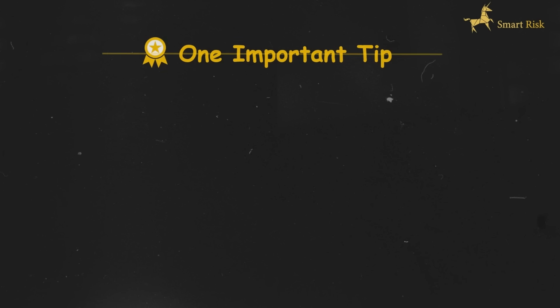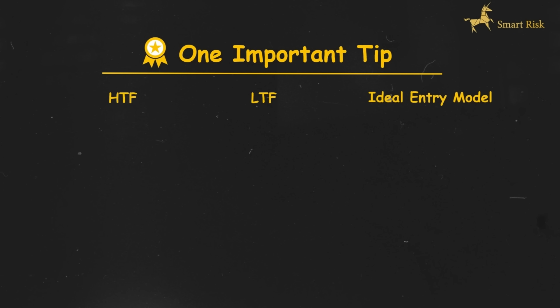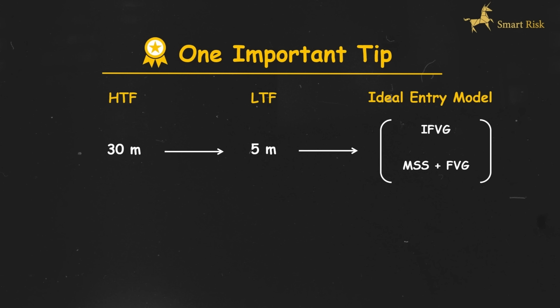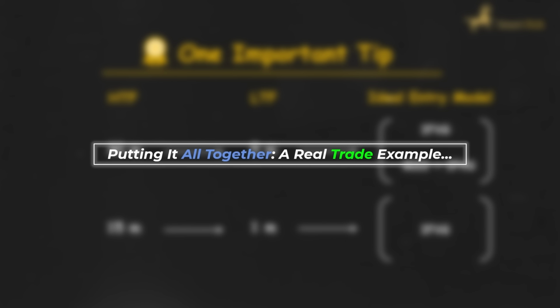One important tip: if you're trading with the 30-minute and 5-minute time frame combination, both conservative and aggressive entries work well. But if you're working with the 15-minute and 1-minute combination, the aggressive entry approach tends to be more effective. Now let's put everything together and go through a real chart example to see exactly how this strategy plays out.